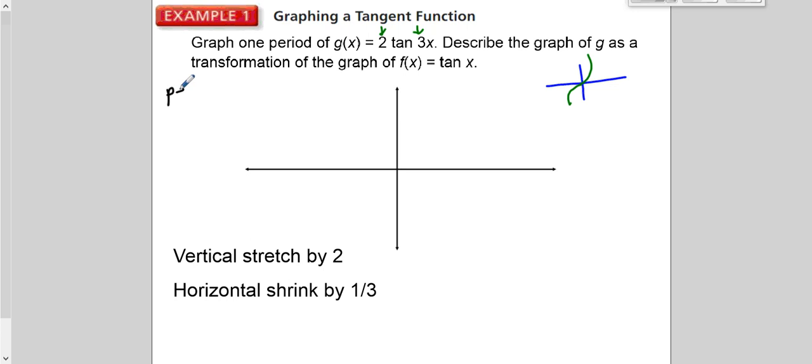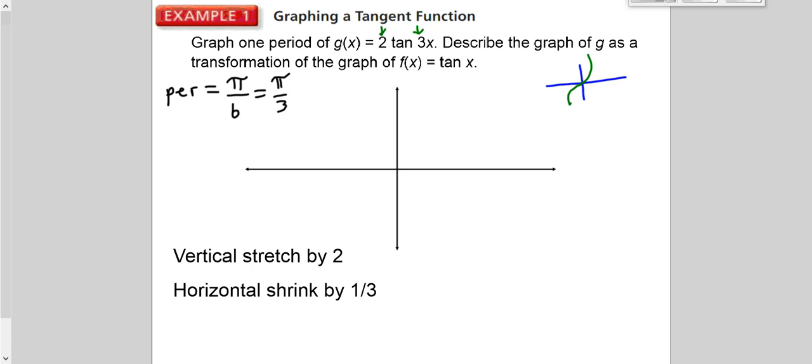Remember, the period is not 2 pi over b. It is now pi over b for tangent and cotangent. B is 3, so pi over 3. The period is pi over 3.